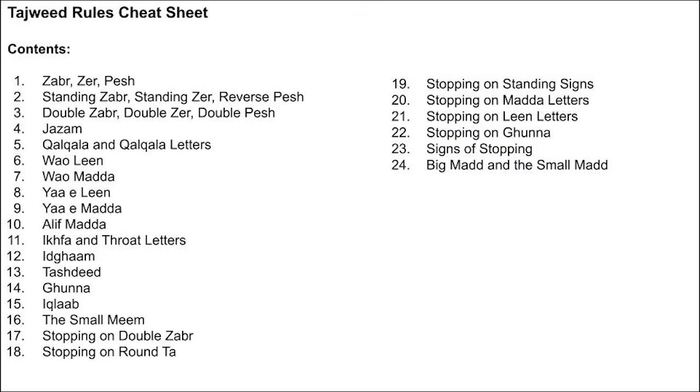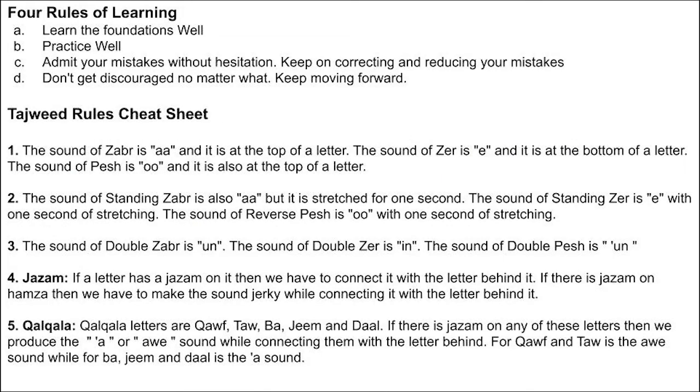Bismillahir Rahmanir Rahim. Four rules of learning. Learn the foundations well. Practice well. Admit your mistakes without hesitation. Keep on correcting and reducing your mistakes. Don't get discouraged no matter what. Keep moving forward. Tajweed rules cheat sheet.